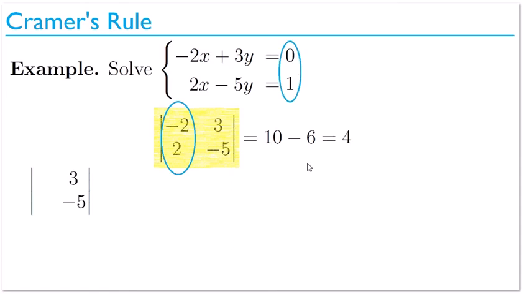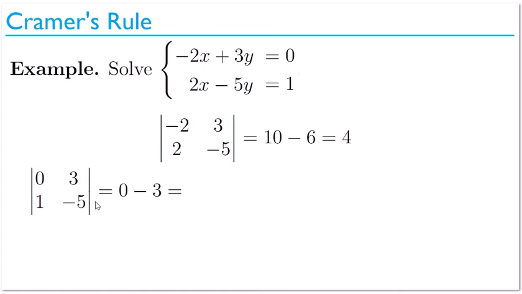To solve for the numerator of x, we replace column 1 of the coefficient matrix by the right-hand side, so that is 0, 1. And then let us get the determinant. We have 0, the product of 0 and negative 5, minus 3, the product of 1 and 3. So we have negative 3.